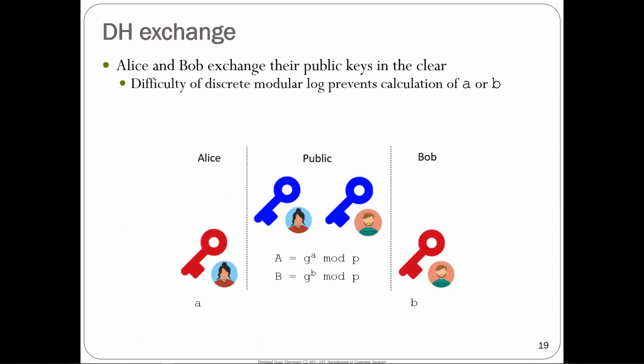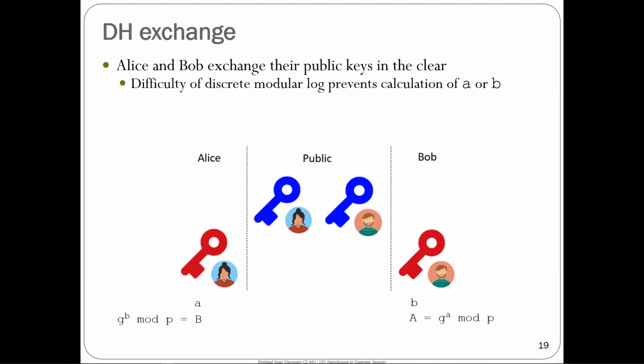And so you see capital A, which is G to the A mod P, and capital B, which is G to the little b mod P, are sent in the public. So the adversary can see this now. And the adversary has these two values, capital A and capital B. And so Alice and Bob now have each other's public key. So this is Bob's public key. And Alice has her private key, and this is Alice's public key, and Bob now has her public key.